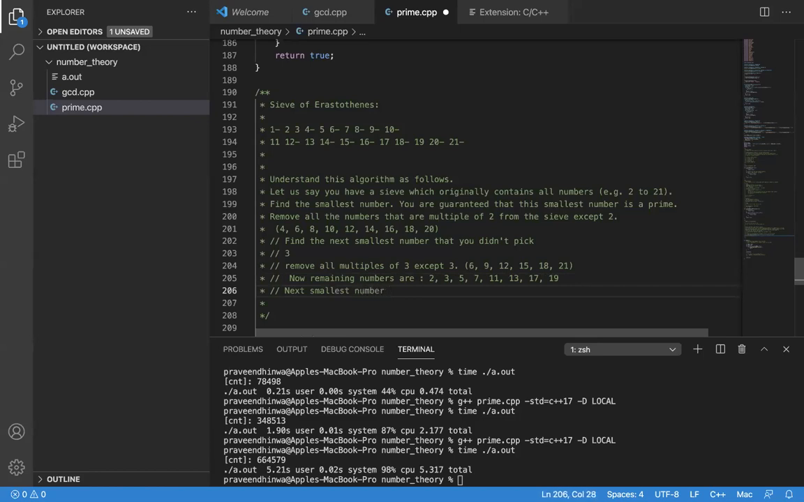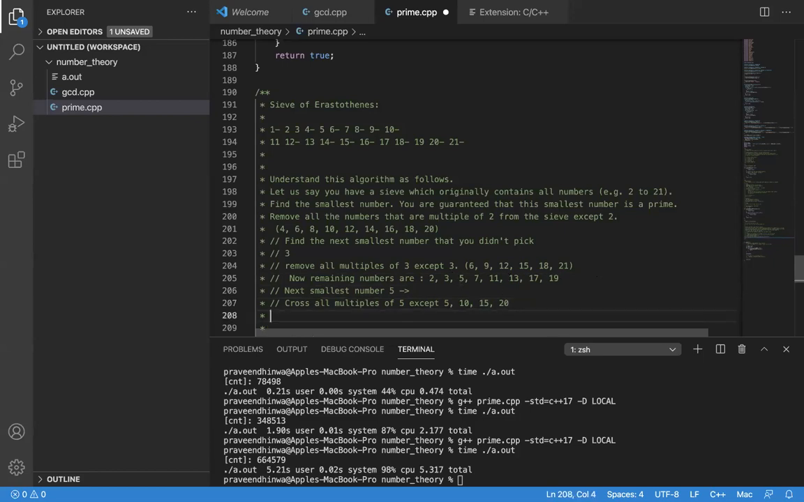So that is 5. So 5 will be prime. So you cross out all multiples of 5 except 5, which means you cross out 10, 15, 20. But you see that already 10, 15, 20 are crossed out.